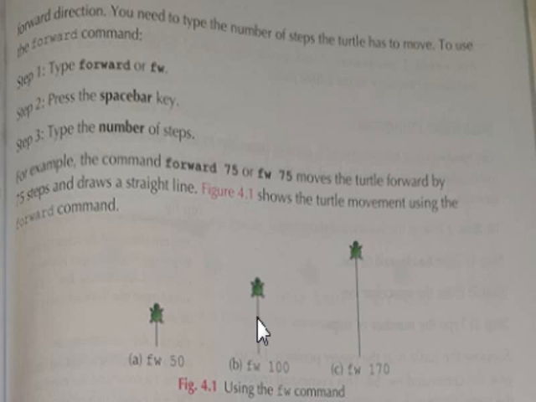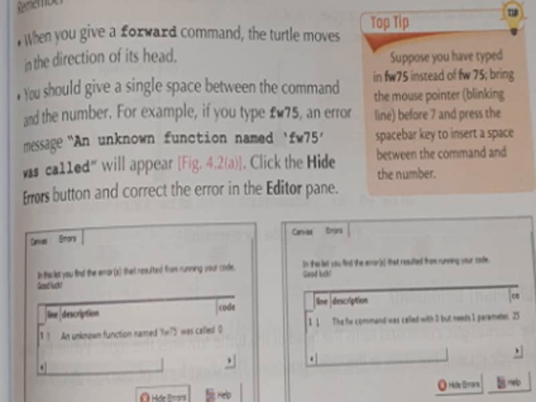It shows the turtle movement using the forward command. If you type FW50, it moves 50 steps. If you type FW100, it moves 100 steps. If you type FW170, it moves 170 steps. So when you give a forward command, you must remember that the turtle moves in the direction of its head, towards the direction where its head is pointing.